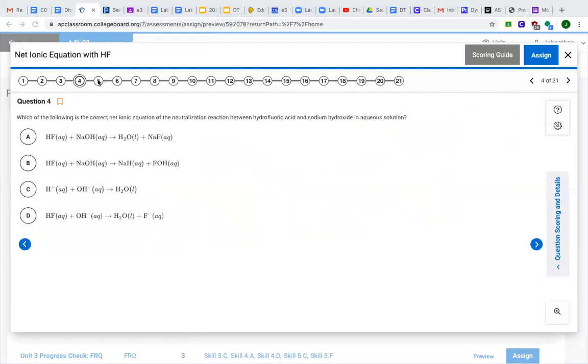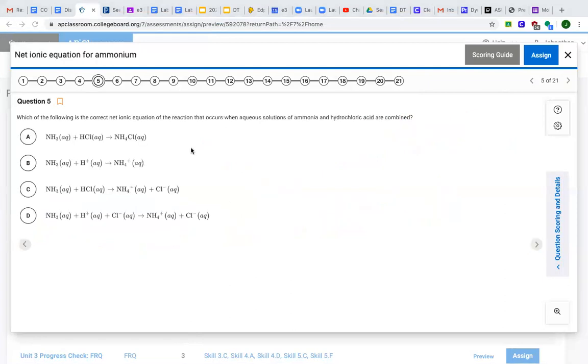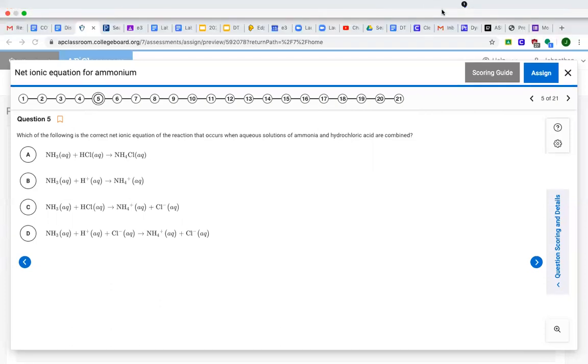Okay, so number 5. Which of the following is the correct net ionic equation of the reaction that occurs when aqueous solutions of ammonia and hydrochloric acid are combined? Ooh, okay. So big difference here, right? We're dealing with hydrochloric acid. So what does that mean? Hydrochloric acid and ammonia, net ionic equation. Good luck. May the forces be with all of you. Take a minute and a half.